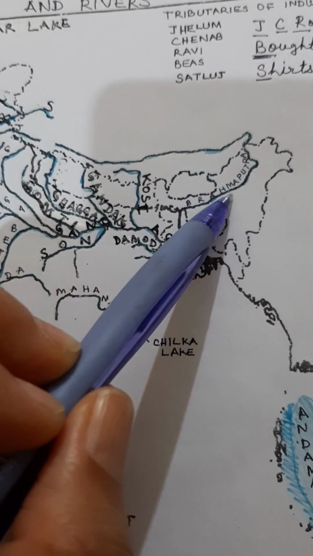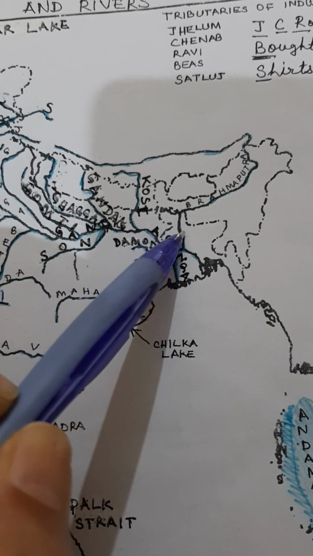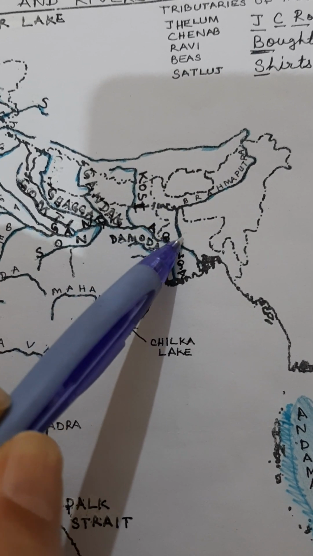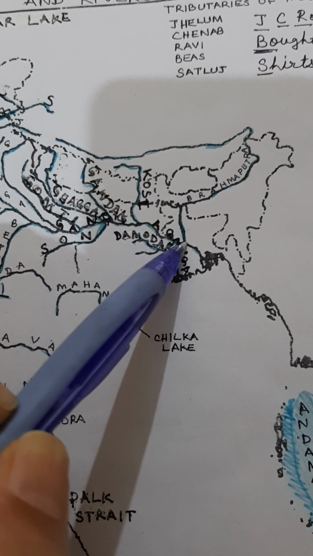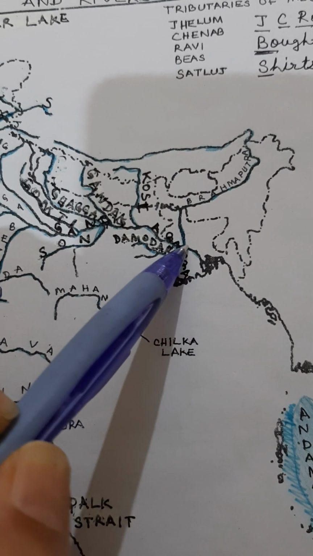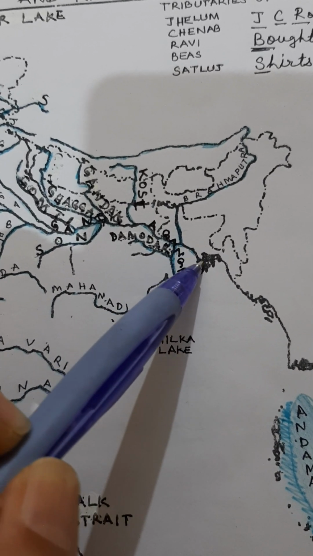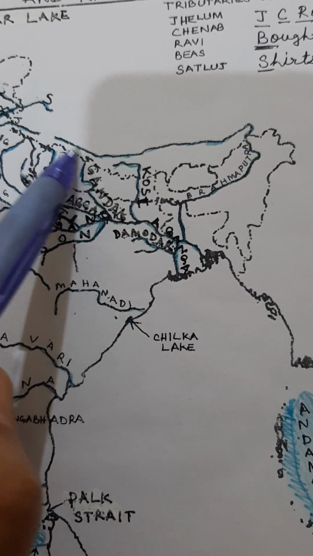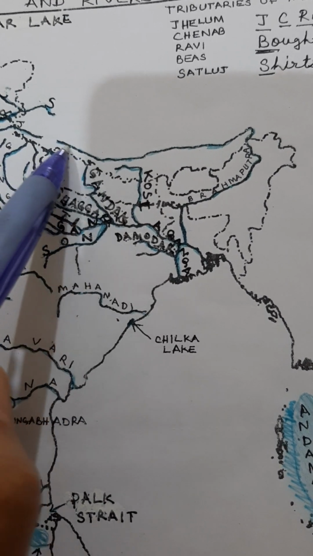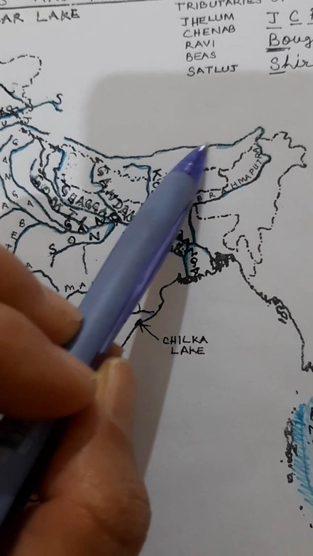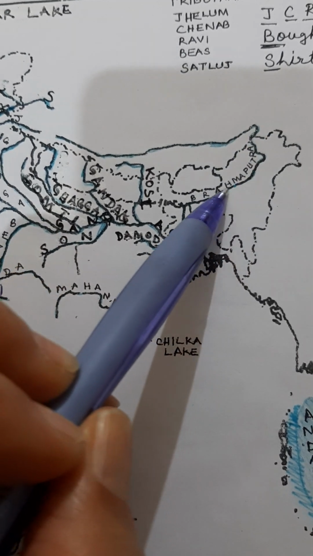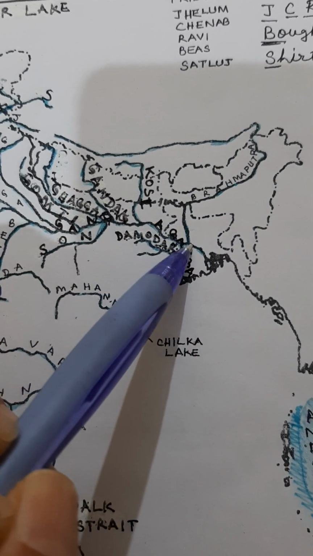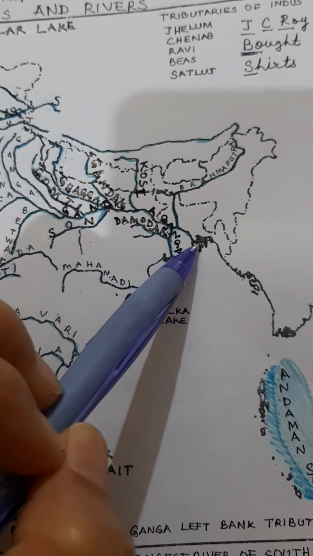Here it's called Brahmaputra. Then it enters Bangladesh. At this point here it's called Jamuna. Then it joins river Ganga and then it is called Padma at this point. So we are going to show the entire course of Brahmaputra river, that is from China all the way into India and then into Bangladesh, and finally it falls into the Bay of Bengal.